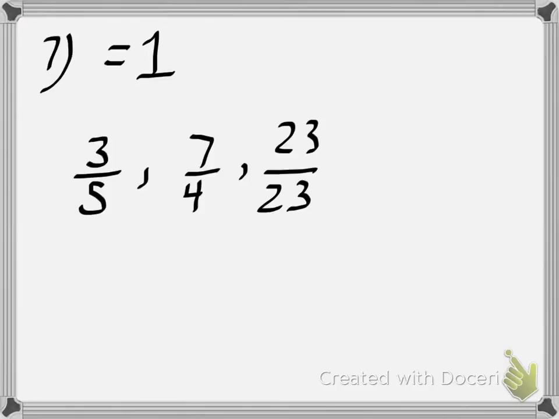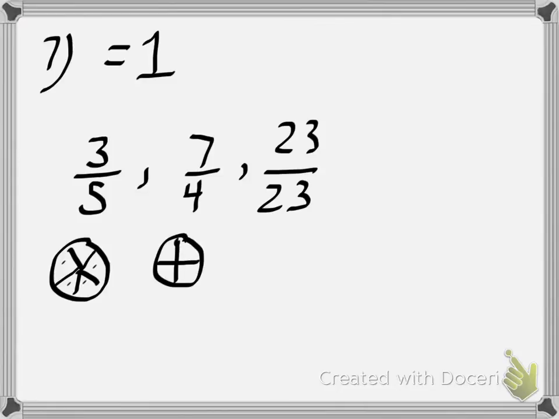Number 7, they want to know which of these are equal to 1. So we can tell here we have 3 out of the 5 pieces. So therefore, if we had 5 pieces, we just have 3, that's less than 1. This one we have 7/4. There's 4/4, and then 5/4, 6/4, 7/4. So that's greater than 1.